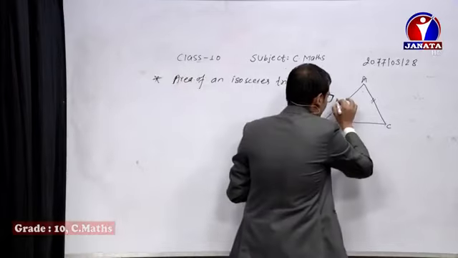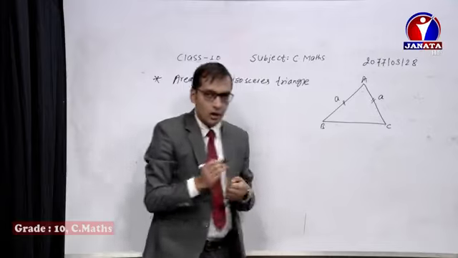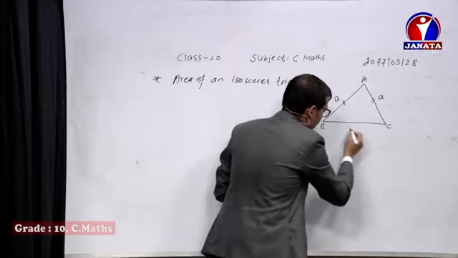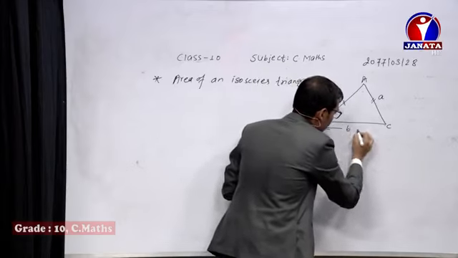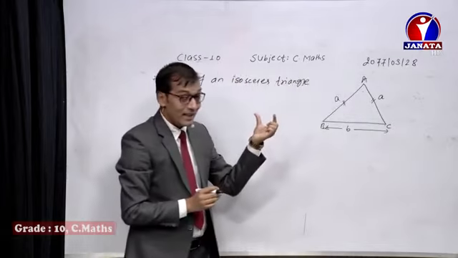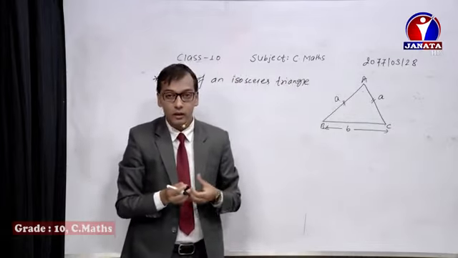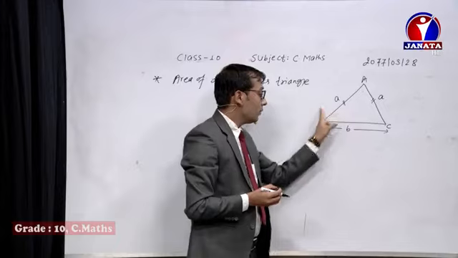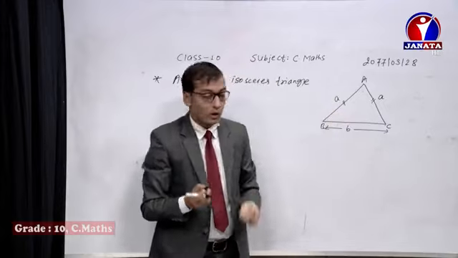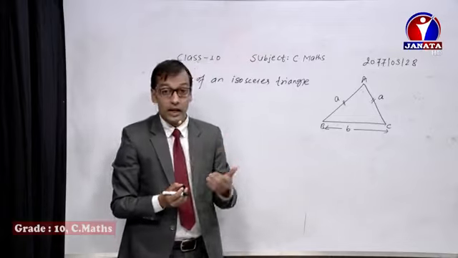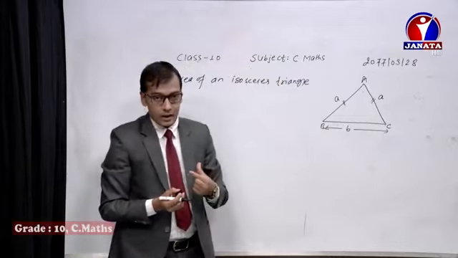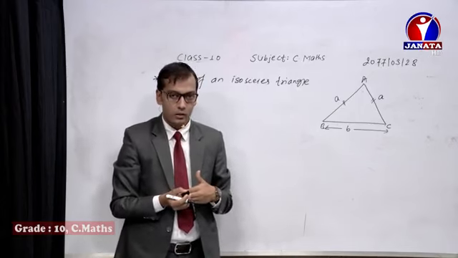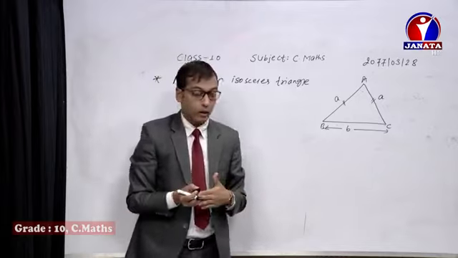Let me denote the equal sides of the isosceles triangle by A and the remaining side, or base, by B. So what is small a? Small a is the length of the equal sides of the isosceles triangle. Here AB and AC are equal, so both sides are denoted by the same A. And what is small b? It's the base, or the third side, or we also say the remaining side of an isosceles triangle.